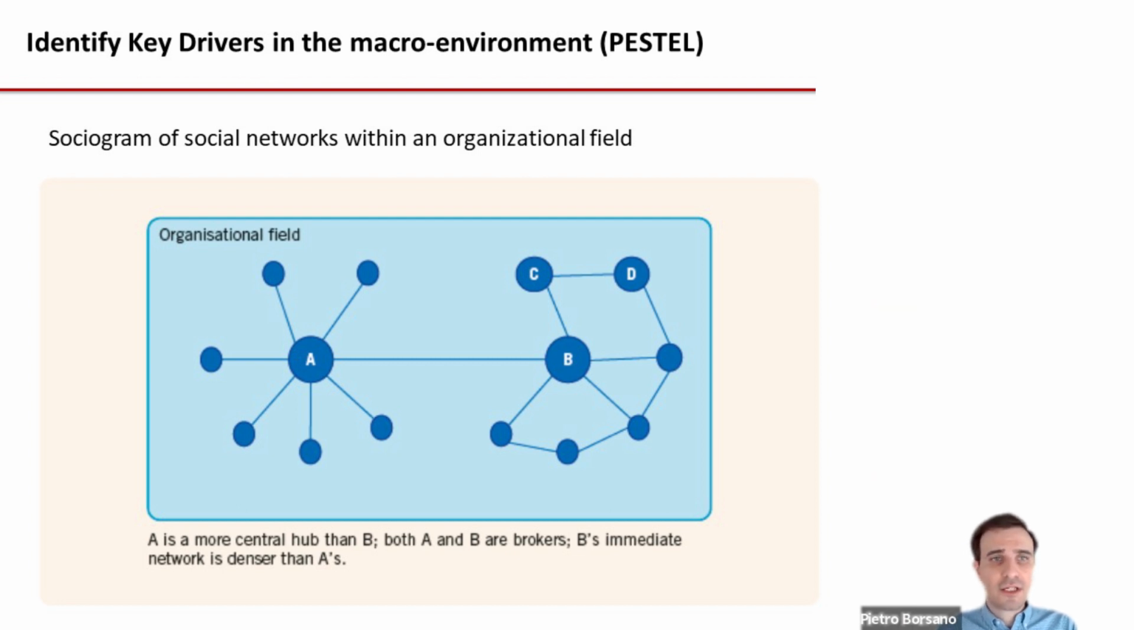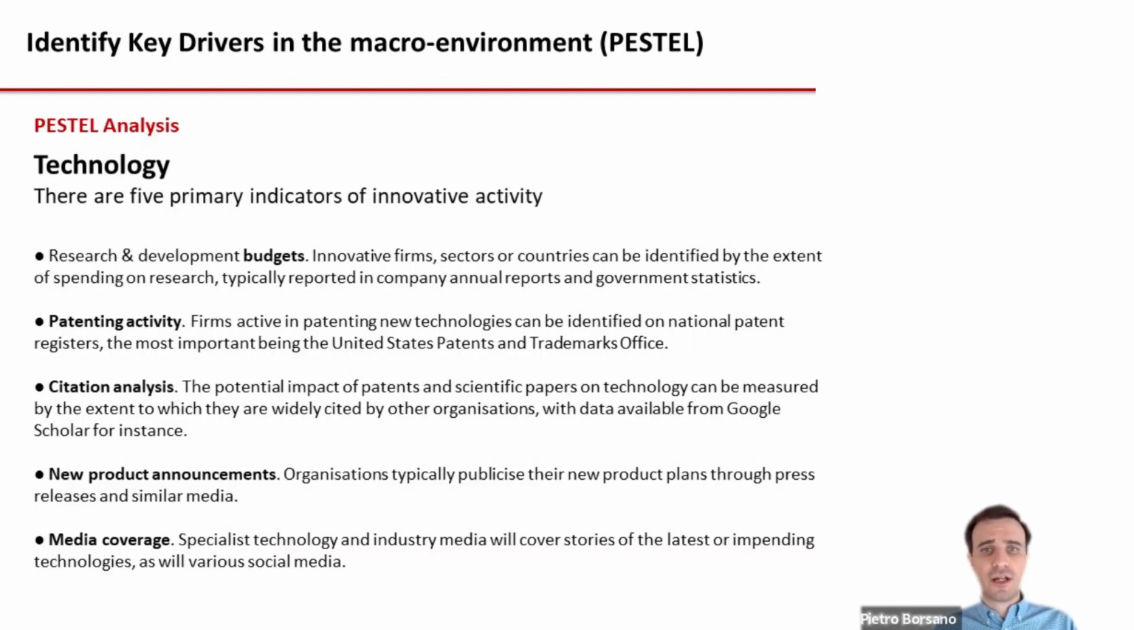So moving on to the dimension of technology. Technology is the fourth dimension of a PESTEL analysis. This is essentially a way to assess the creativity and innovation in an economy. How can we do so? We can use these indicators. We can focus on the research and development budgets of companies. We can look at the patenting activity, so how many patents are being filed in an economy.